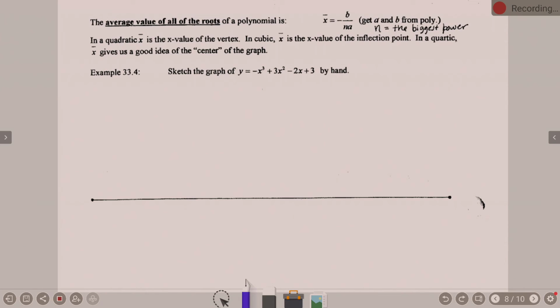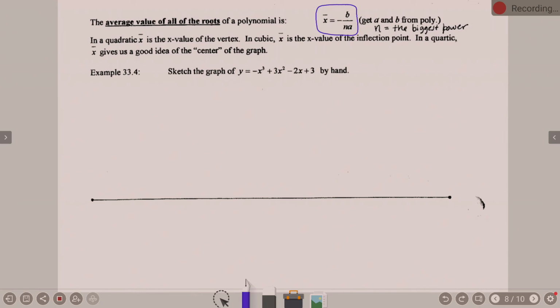Okay, so the average value of all the roots of a polynomial is x bar equals negative b over N A. And that is x bar, so just like a little bar over it. So A and B come from your polynomial. A being the coefficient of the highest power, and then B being the coefficient of what should be the next highest power, whether it's there or not. And N being your biggest power, so basically your degree.